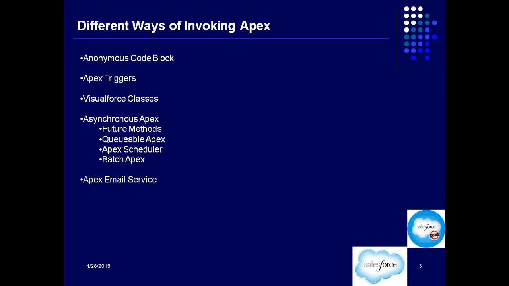There's one more way of invoking Apex, that is using an Apex email service. What is that? Apex email service is a functionality in Salesforce which allows you to execute Apex code when you receive an email. This is not asynchronous, but this is one more way of using Apex. Salesforce provides you with an email ID. Whenever an email is received on that email ID, Apex code can get executed. No one is clicking on a button or anything like that. So these are different ways of invoking Apex: anonymous code block, triggers, Visual Force classes, which we have worked on. And a few ways of invoking Apex asynchronously: future methods, Queueable Apex, Apex scheduler, batch Apex, and Apex email services.